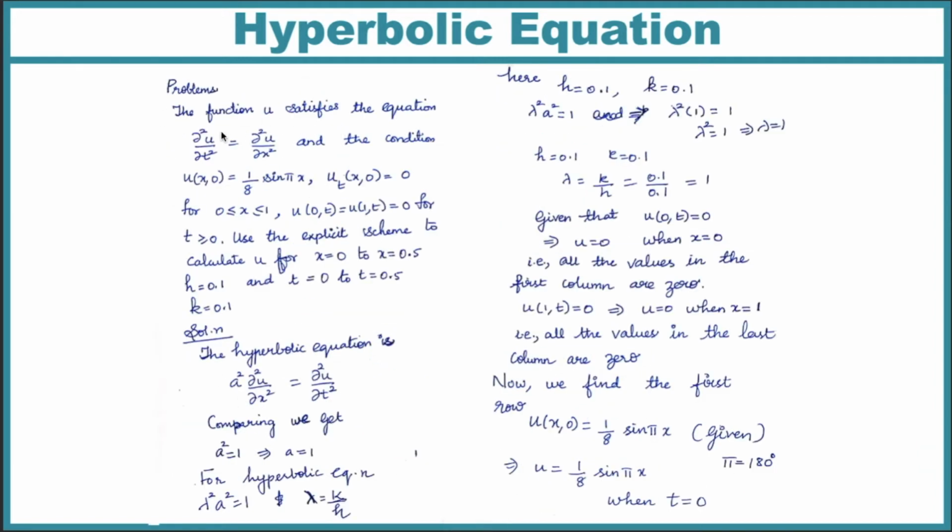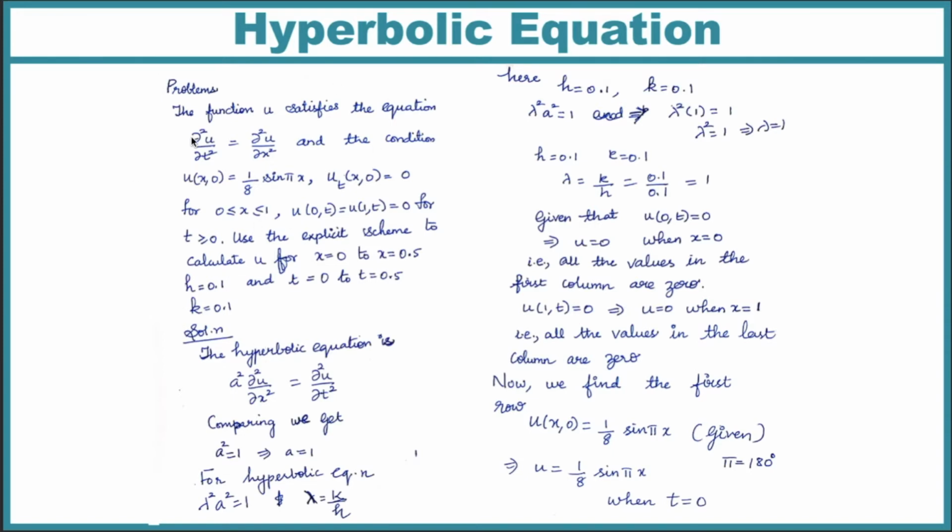So let us go for a problem. The function u satisfies the equation ∂²u/∂t² equal to ∂²u/∂x², and the conditions are u(x,0) equal to 1 by a sin pi x, u_t(x,0) equal to 0 for 0 less than or equal to x less than or equal to 1, and u(0,t) equal to u(1,t) equal to 0 for t greater than or equal to 0. Use the explicit scheme to calculate u for x equal to 0 to 1, with h equal to 0.1, and t equal to 0 to 0.5, with k equal to 0.1. Solution. What is given in the question?